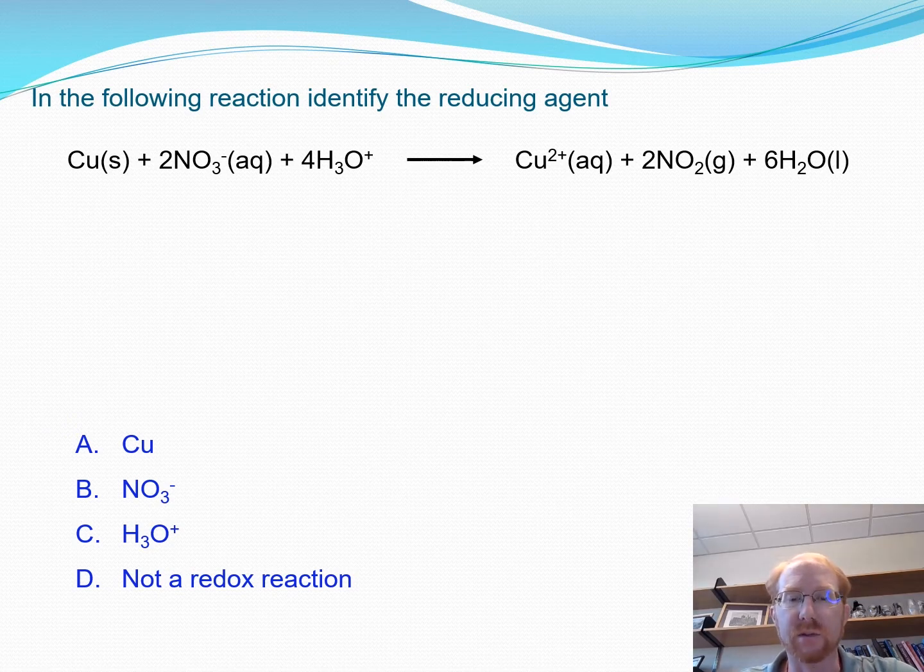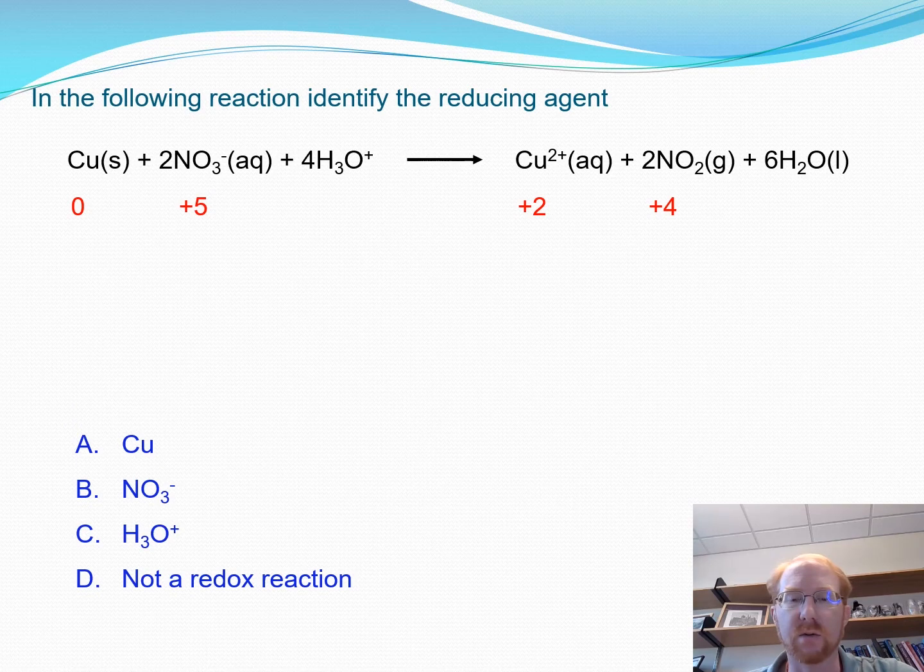So copper on the reactant side, we give a value of 0 because it's a neutral element. On the product side, it's a monatomic ion, so it's a +2. The nitrogen in nitrate is a +5, and the nitrogen in NO2 is a +4. The 2 coefficients in front don't matter, so I completely ignore those. I don't need to worry about those at all.